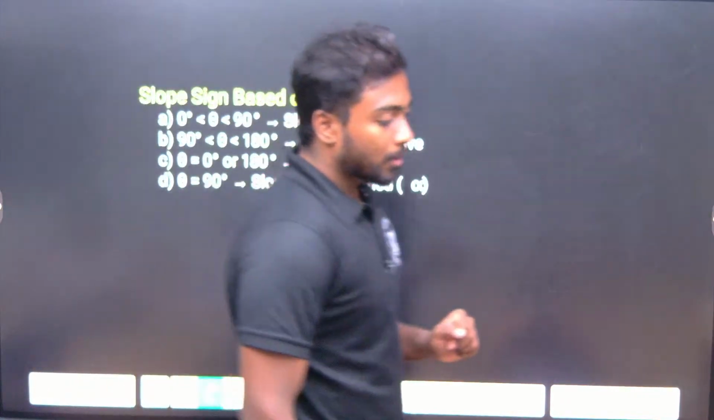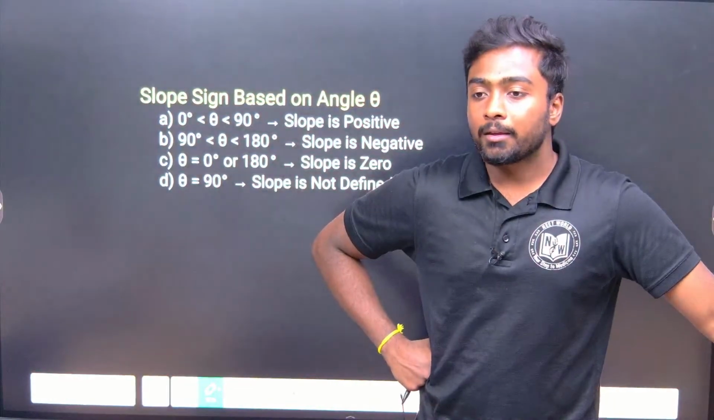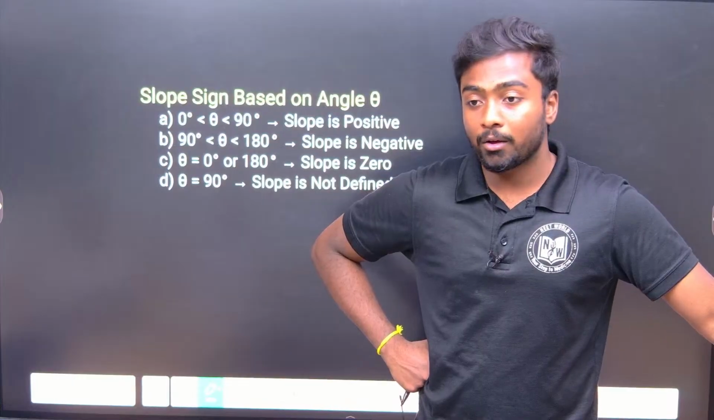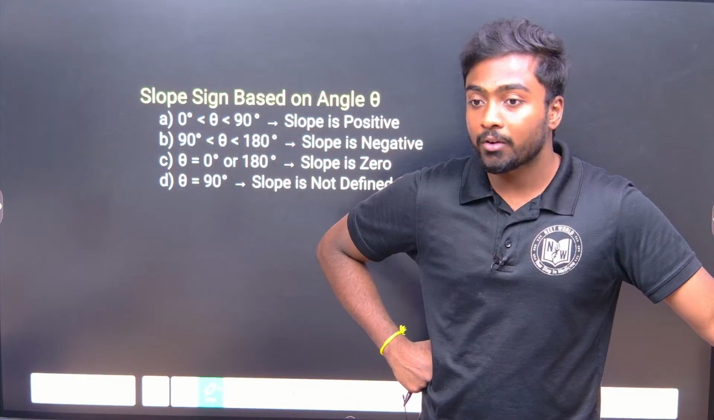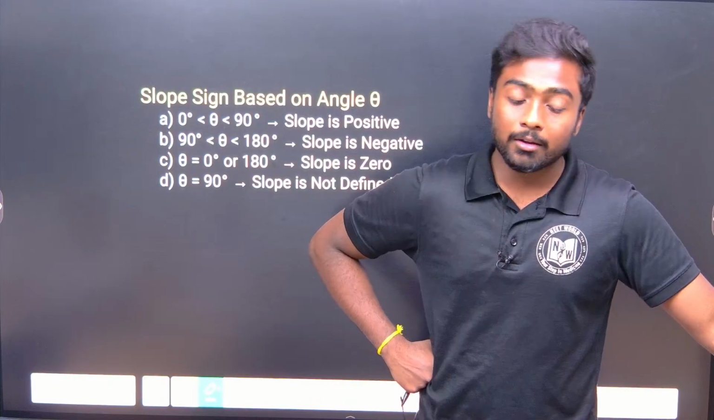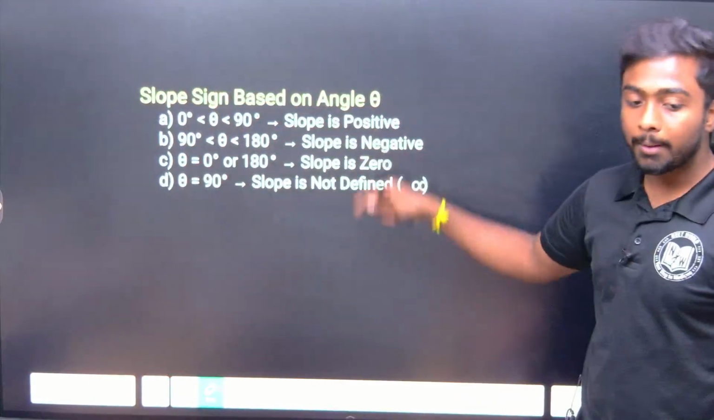So now we have seen the trigonometric ratios, right? Sin theta, cos theta, tan theta. In the range 0 to 90 degrees, sin and tan values are increasing, whereas cos values are decreasing. So for tan theta, from 0 to 90 the slope is positive, understood? And from 90 to 180 it is negative.